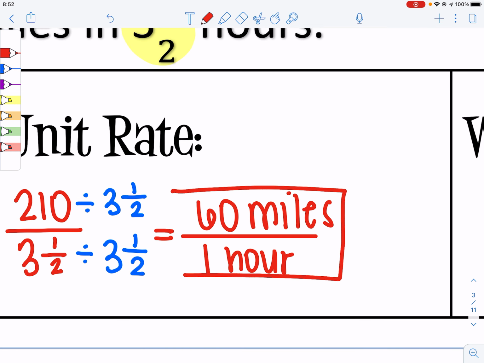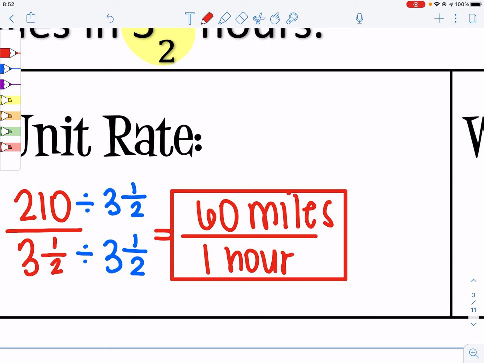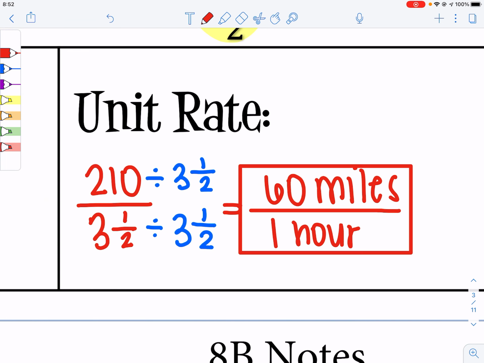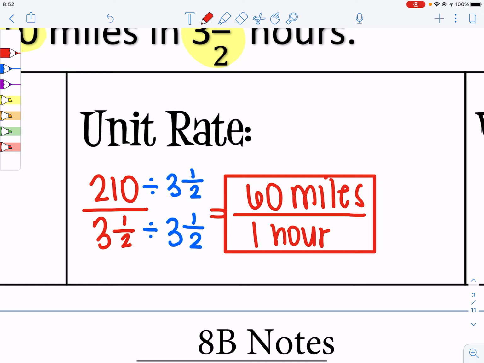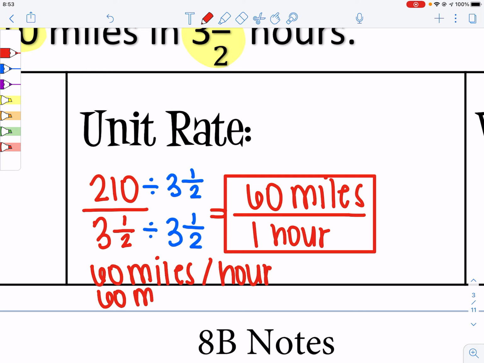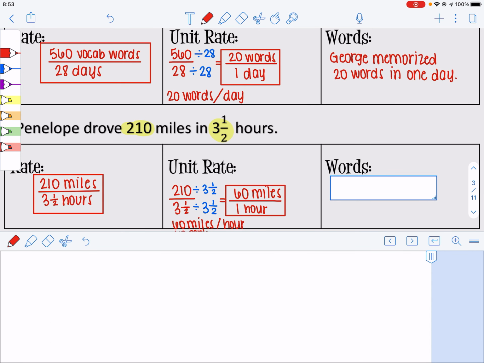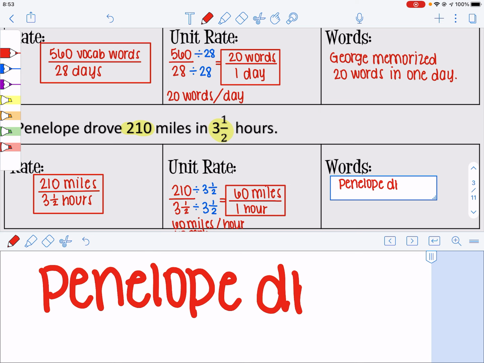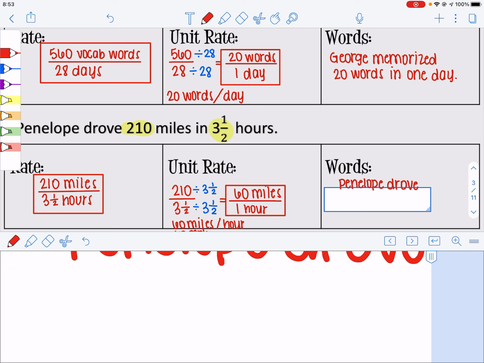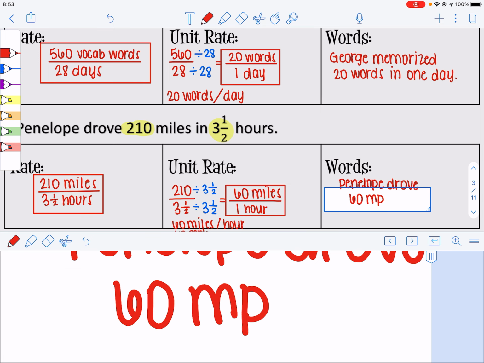Again, there are lots of ways of writing a unit rate. Let's get in the habit of keeping them as fractions, just because that'll help us with the proportional relationships that we're going to talk about. But you could also say 60 miles per hour, like that. 60 mph is another way of saying miles per hour. Those are all the same thing. And then lastly, in words, this is just saying that Penelope drove 60 miles per hour. You can write it out, but typically when we talk about speed limit, we can just put mph.